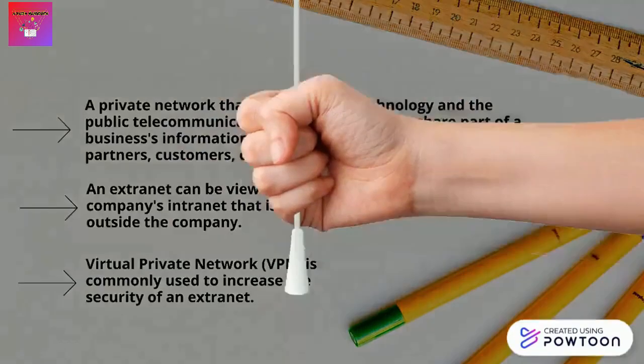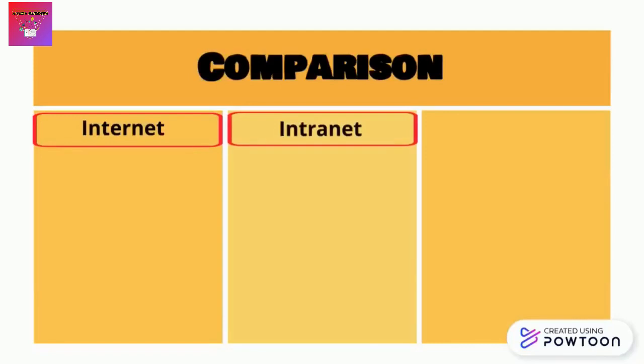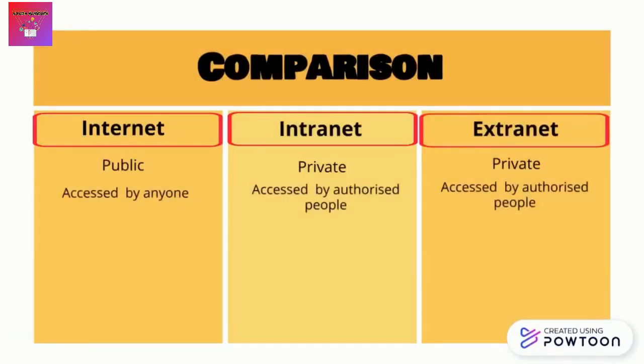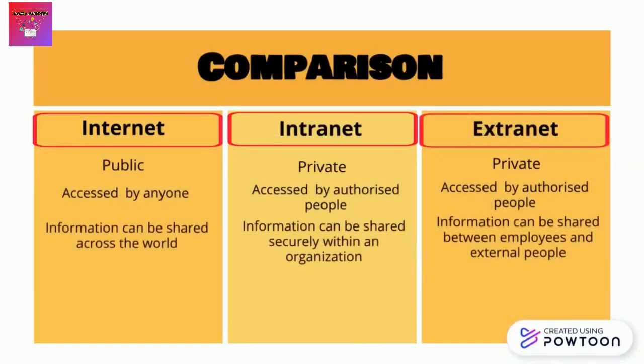Now, let's look at the comparison between internet, intranet, and extranet. Firstly, the internet is a public network, while intranet and extranet are private networks. Secondly, the internet can be accessed by anyone, while intranet and extranet can only be accessed by authorized people. In the internet, information can be shared across the world.